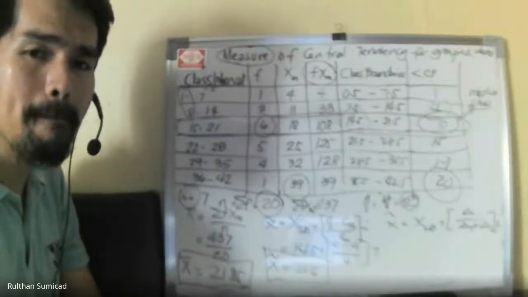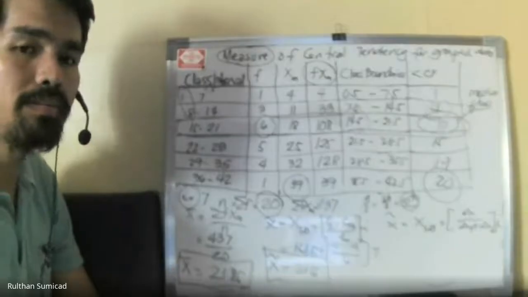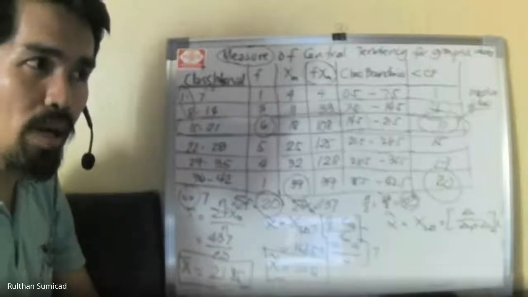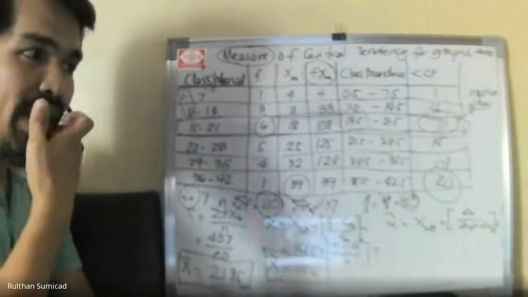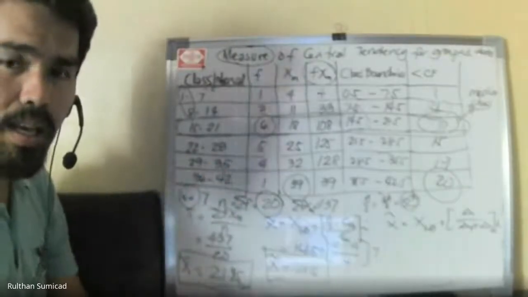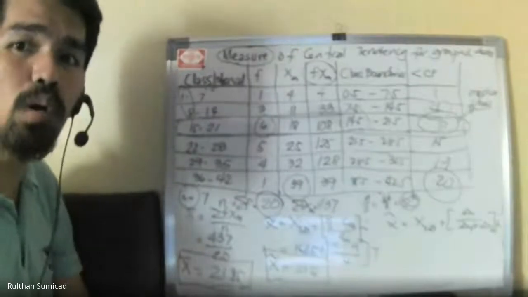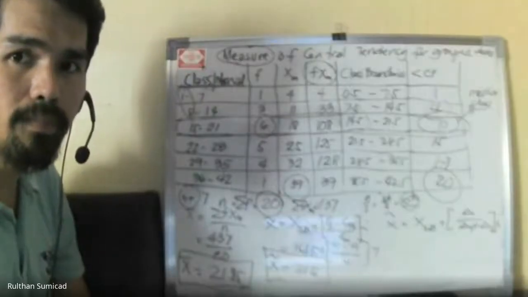Mode is the most common number, sir. Okay, the most common or the most reoccurring score. In this case, we refer to our frequency. The interval with the highest frequency happens to be the interval where the mode is located. In this case, what is the highest frequency? 6, sir. Okay, we have 6.